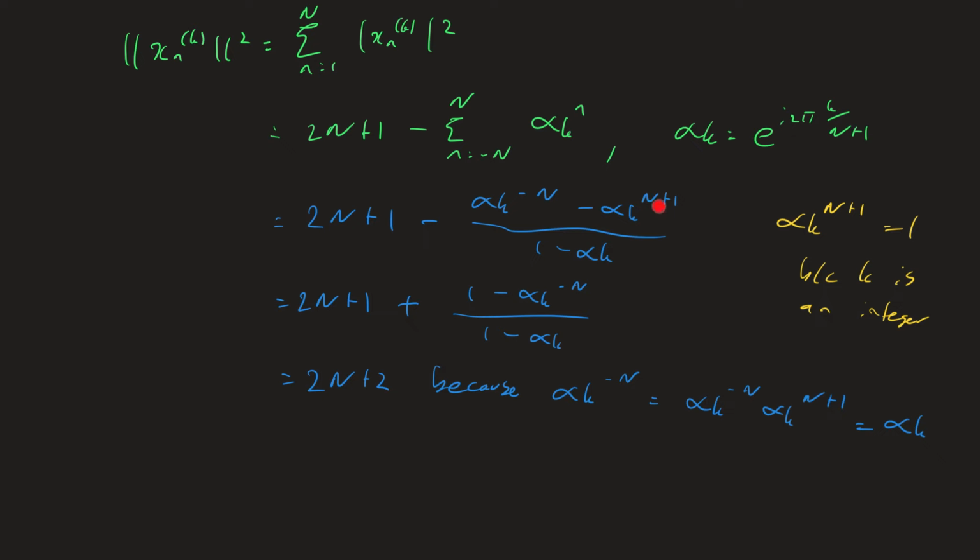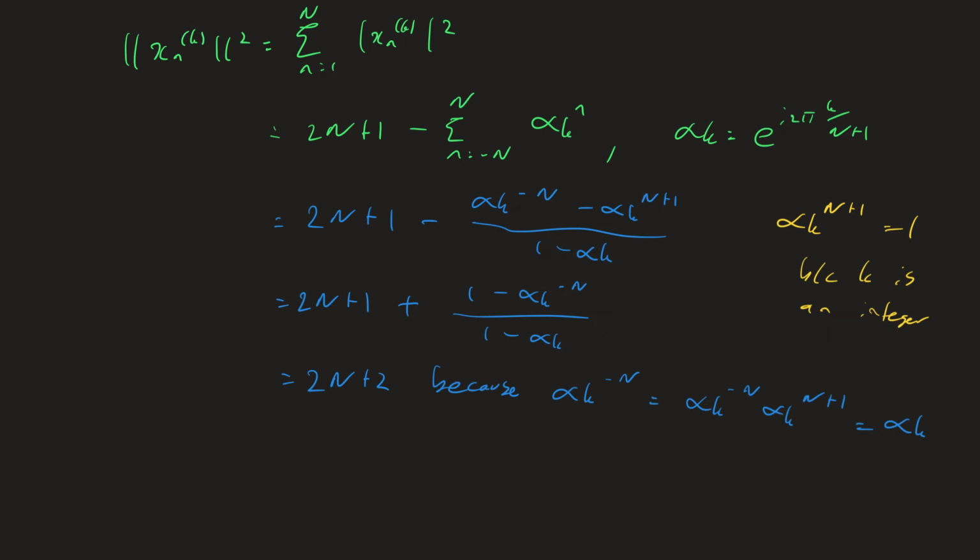In this expression here then, we can replace alpha k to the power of big N plus 1 with 1, and by changing the negative sign to a positive sign, we flip these two around here to get this expression here. Lastly, because alpha k to the big N plus 1 is equal to 1, then alpha k to the power of negative big N can be written as alpha k to the power of negative n multiplied by alpha k to the power of big N plus 1, because the second term here is just 1.